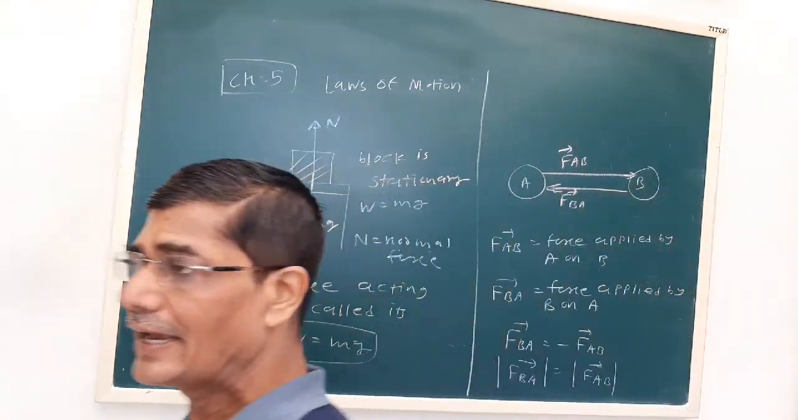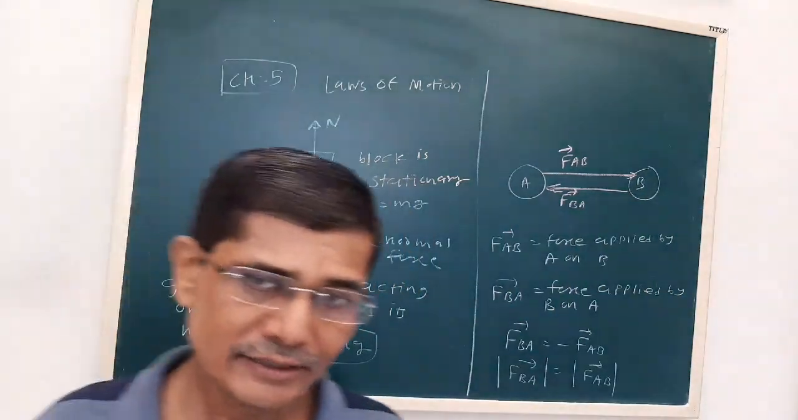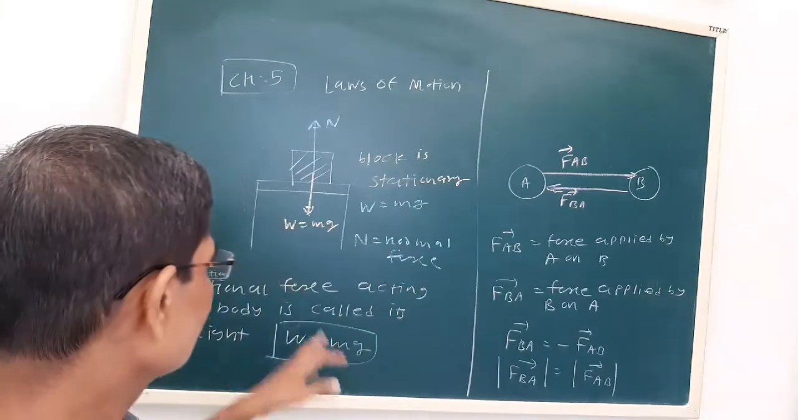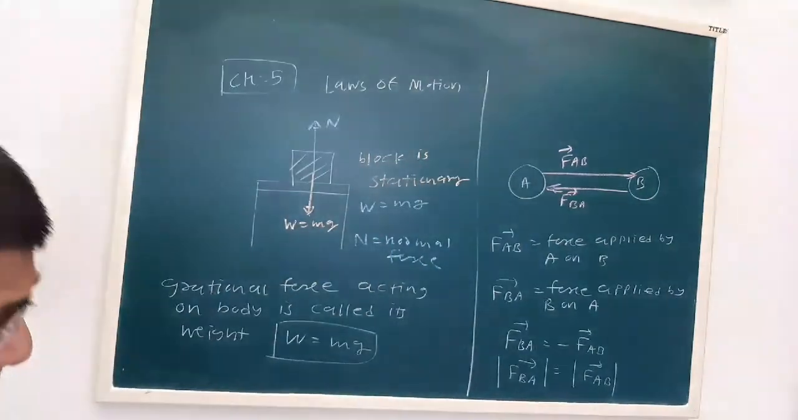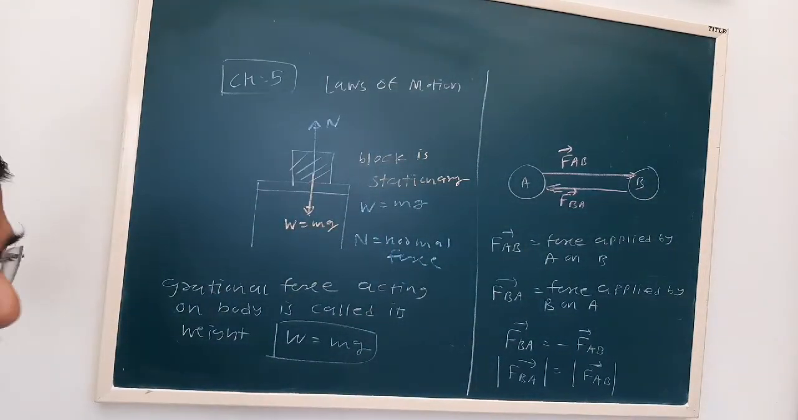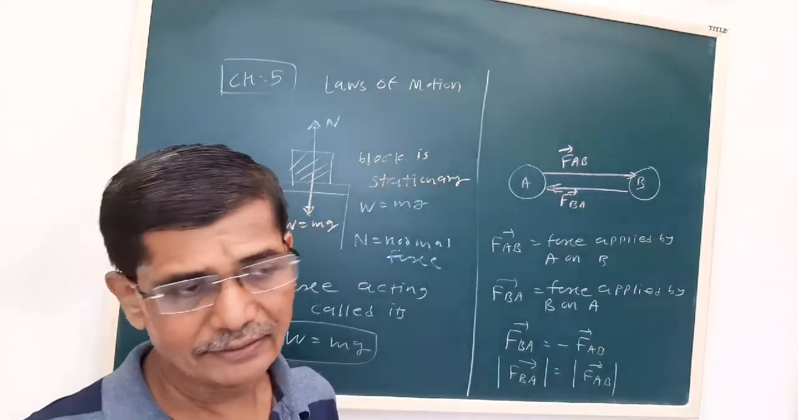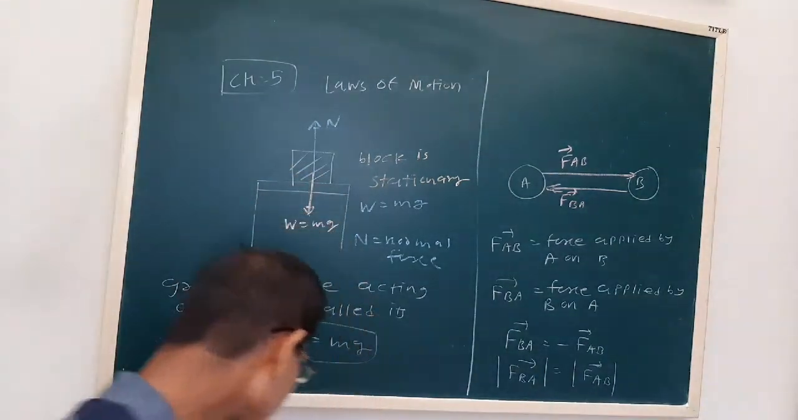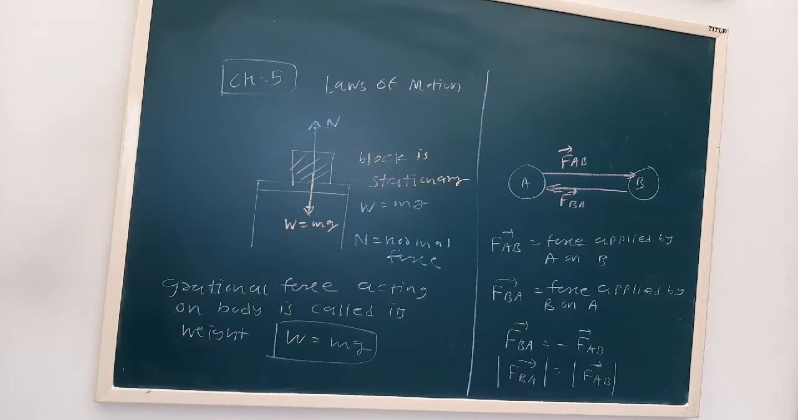It says action and reaction are forces of equal magnitude but act in opposite directions. So what is the outcome of the third law? The forces are always in pairs. This is about Newton's third law of motion.